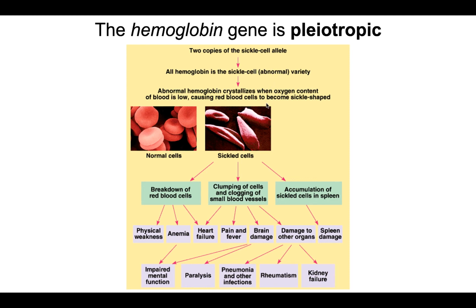to cause the hemoglobin molecules to clump together and form fibers. That will distend and cause the red blood cells to form the sickle cell. They will then lyse more easily, so you'll have anemia. They'll get clogged and clump in the blood vessels, and so you'll have fever and pain and damage to various tissues. And so all of these various traits occur from one gene. That's called pleiotropy, one gene controlling more than one character.